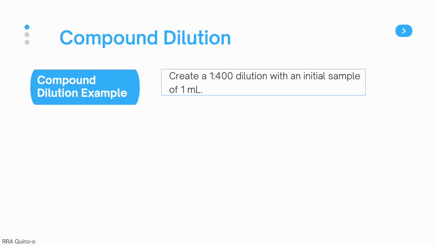All right, this time we have another compound dilution example, but this time I want you to be the one to solve it. The problem is, create a 1:400 dilution with an initial sample of 1 ml. Okay, so how would you do this? You can pause the video here while you plan it out, and once you're ready to see the answer, you can unpause the video.